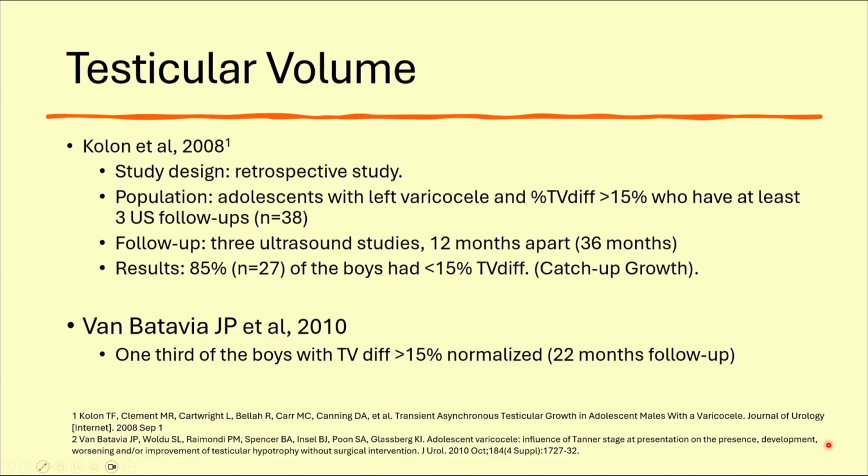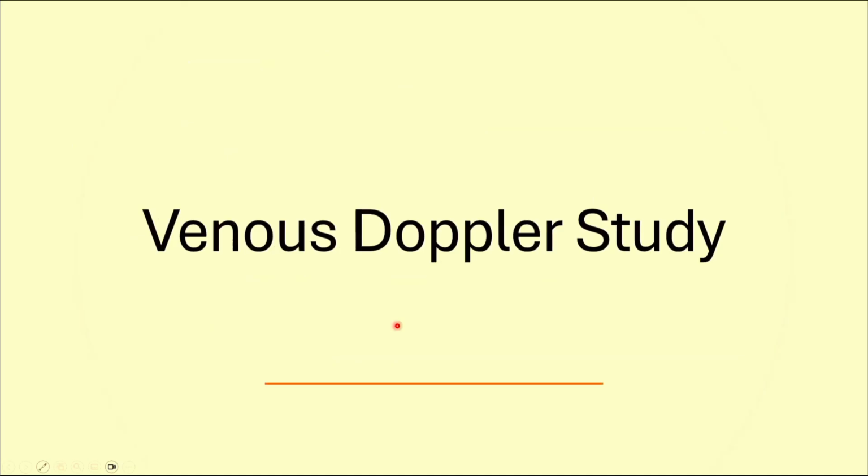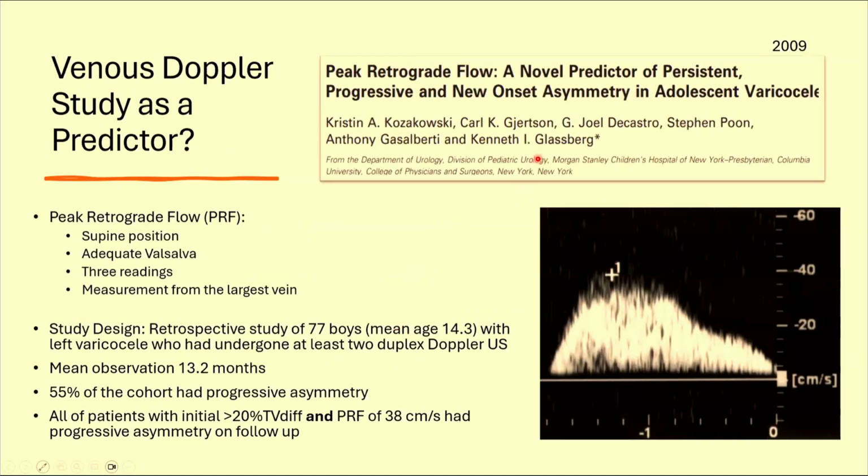Now, at this point, doctors were not happy relying on a single predictor, which is the testicular volume. So they further elaborated other predictors, which we will see in the next slide, which is the venous Doppler study. What Dr. Glassberg did, basically, he wanted to augment the decision to do surgery or not with the 20% testicular difference. What other predictors add to that in order to have a better decision?